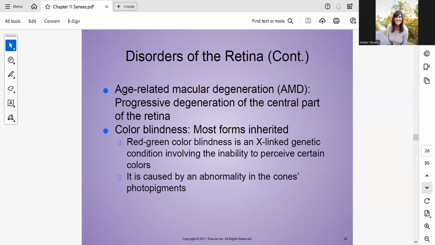And then color blindness primarily affects how we perceive colors. So most forms of color blindness are inherited. It's usually red-green color blindness being the most common. And this condition is X-linked, meaning it's more common in males as they only inherit one X chromosome. The inability to perceive certain colors like reds and greens is caused by abnormalities in the photopigments of the cones, which are those specialized cells responsible for color vision.